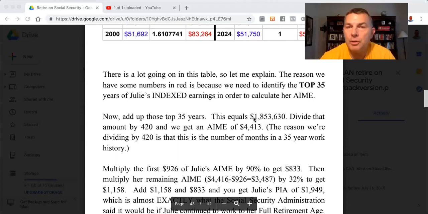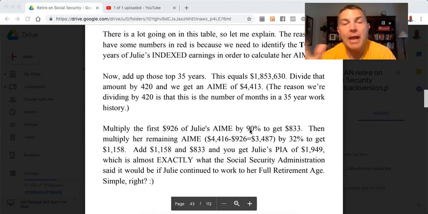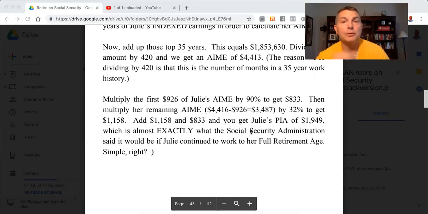So we add up the top 35 years of her indexed earnings, and it gives us $1.853 million. We divide that amount by 420, and we get an AIME, an average indexed monthly earnings, of $4,413. The reason we're dividing by 420 is that this is the number of months in a 35-year work history. So they don't count anything in year 36, anything other than the top 35. You paid taxes into it, yes, but they're not being counted towards your benefit.